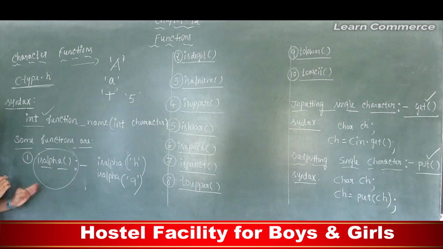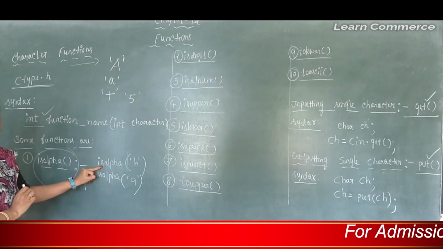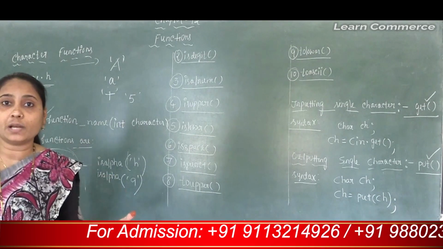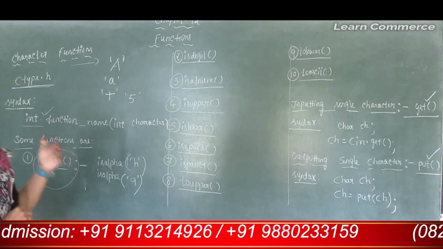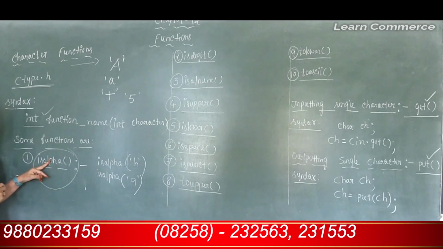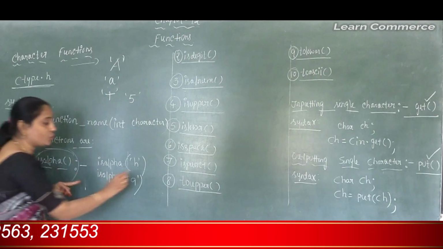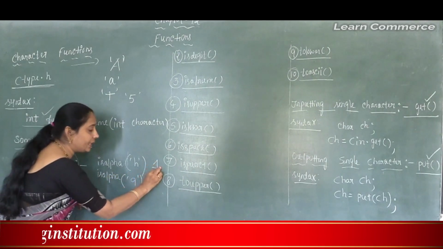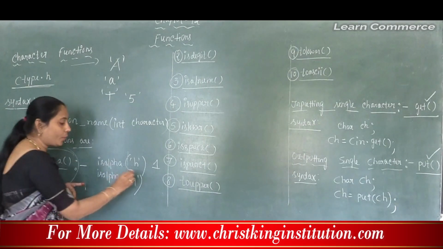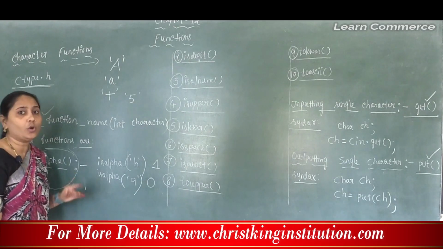That means we can say that it returns a non-negative value. What do you mean by a negative value? Here we can say the non-negative value if the character is an alphabet or a letter. Clear this point here? The non-negative value means it's going to return a value. If the condition is true, then it's going to return the value 1 here, or if the condition is false, then it's going to return the value 0.